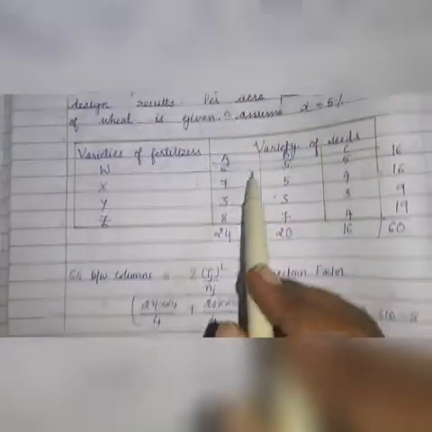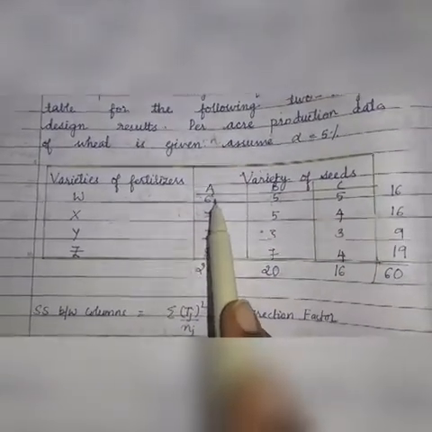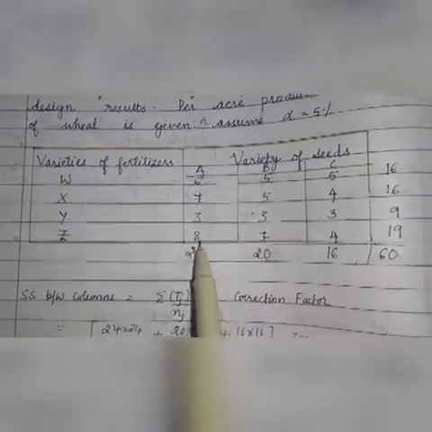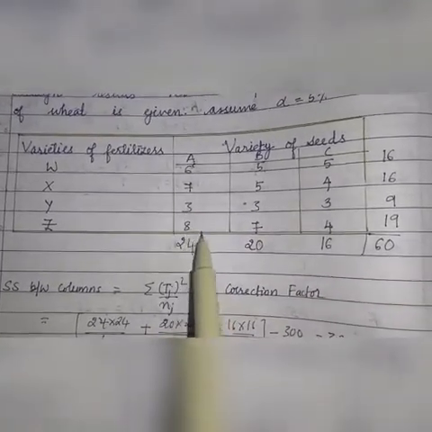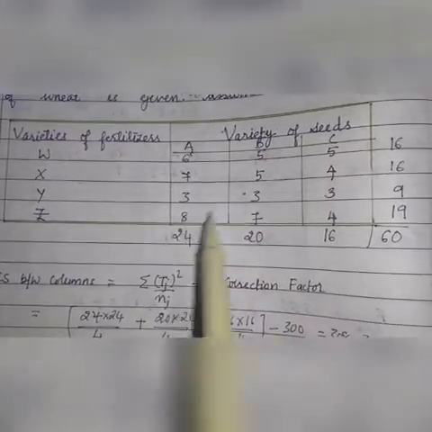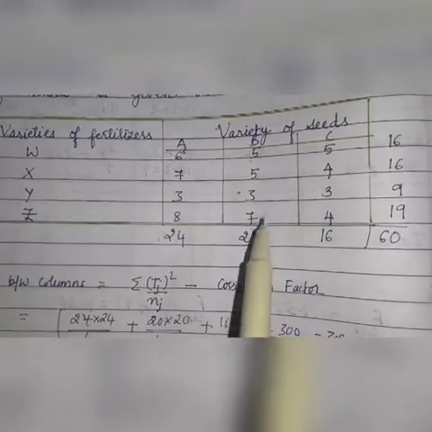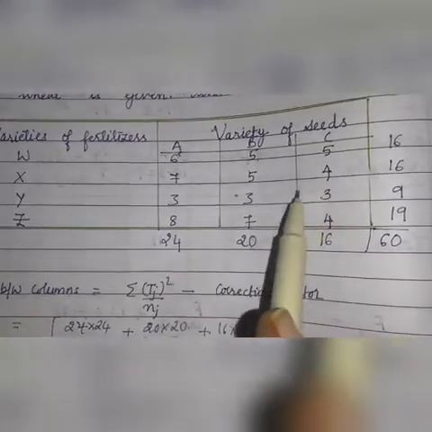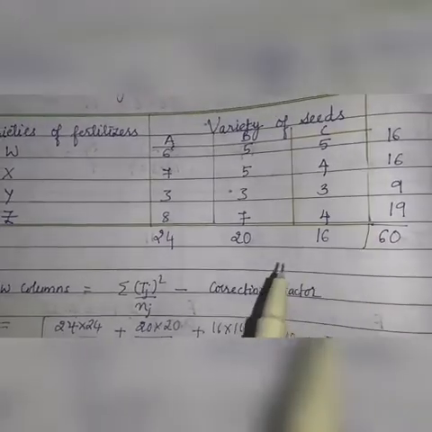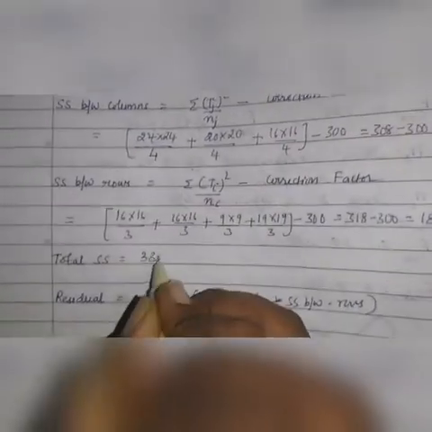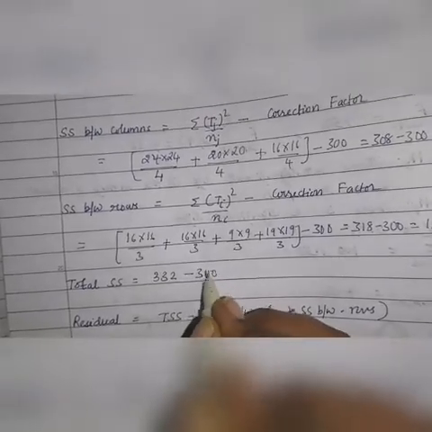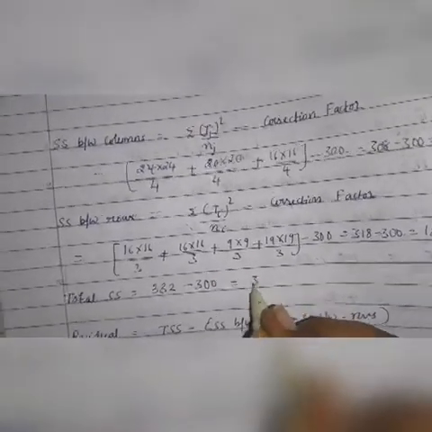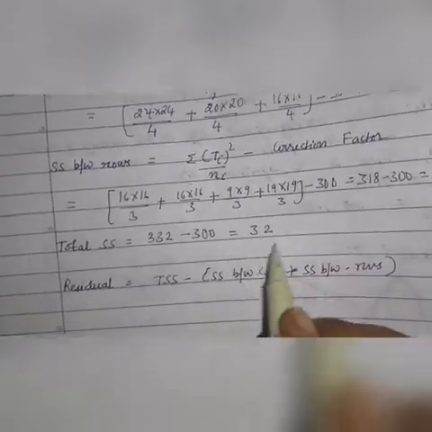So how do I calculate this? It is 36 plus 49 plus 9 plus 64. I'm just squaring each of the values and adding. So 6 square, 7 square, 3 square, 8 square, plus 8 square plus 5 square plus 5 square plus 3 square, 9 square plus 5 square plus 4 square, all the sum of squares minus the correction factor. So when we do that we get 332 minus the correction factor 300. So this is equal to 32. Okay, now total sum of squares is received.